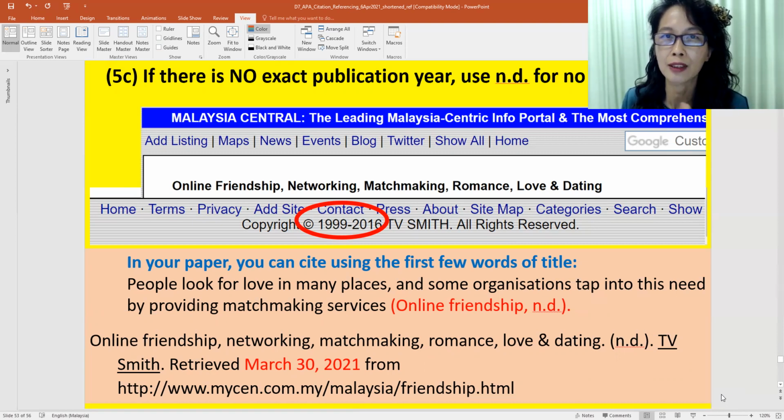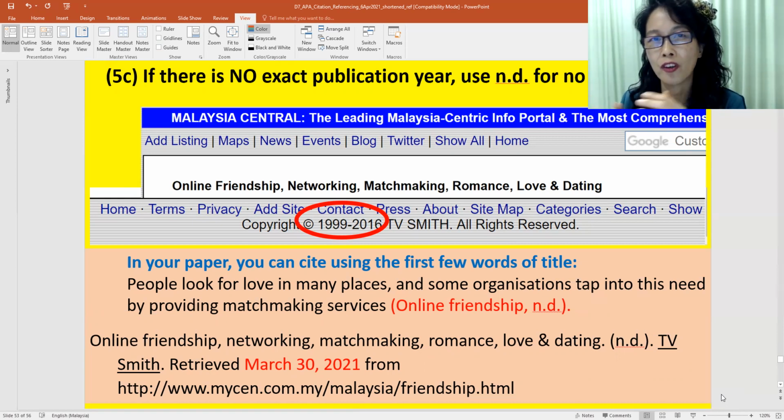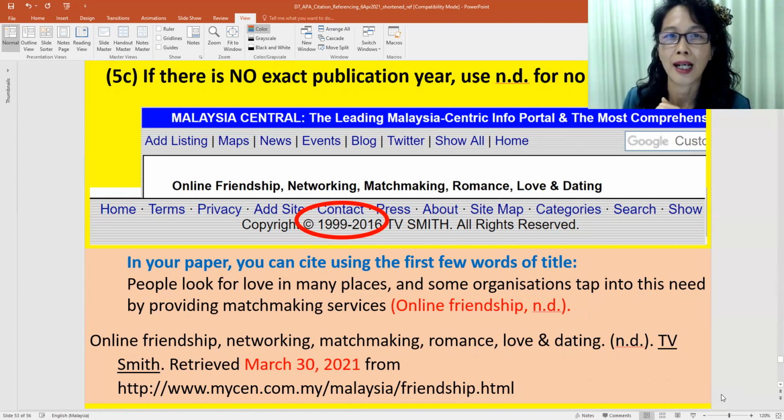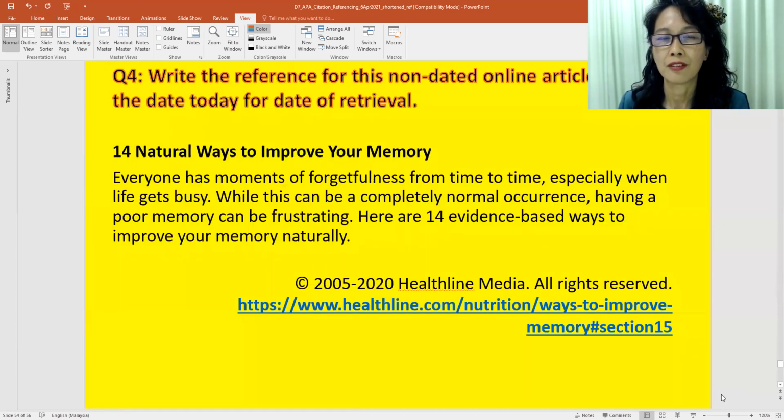Now, in the reference list, we need to put the full title: online friendship, networking, matchmaking, romance, love, and dating, non-dated, N.D. TV Smith, underline this, retrieved March 30, 2021 from, put the month first, March, and then 30, and then comma, and then the year. Please pay attention to this. Now, write the reference for this non-dated online article and check your answer here.